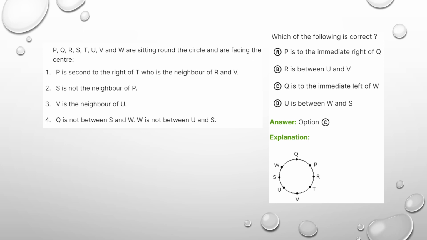Immediate right of Q. So it means that if Q is facing the center and sitting there, you have to imagine yourself sitting at the Q position and then think of your right hand side, which is nothing but the P position. Yes, so which is a wrong option. So the first option is wrong. R is between U and V. This is wrong.